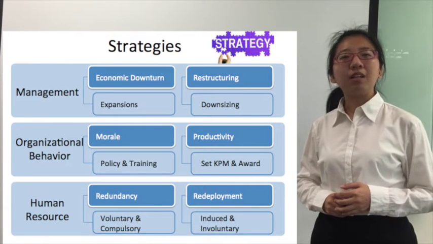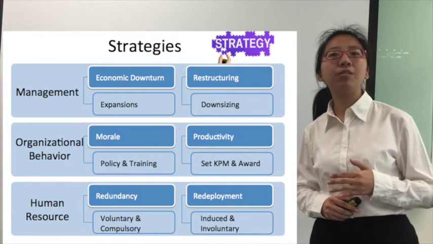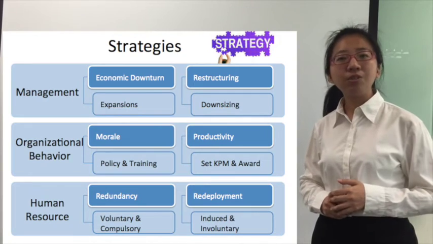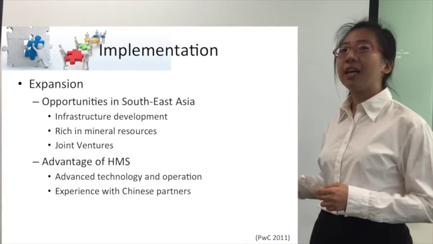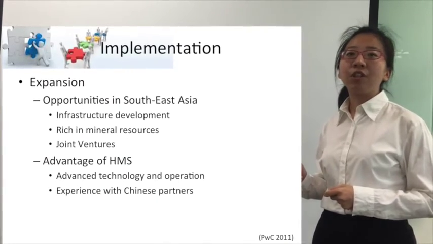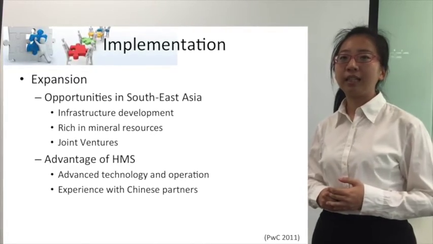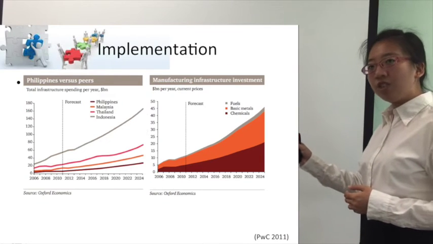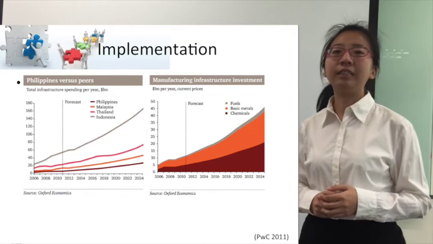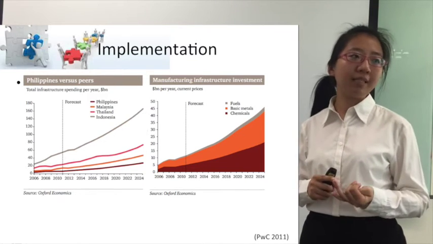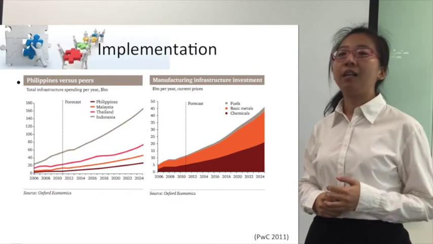As part of the downsizing of HMS, the redundancy plan should ask for voluntary redundancy, followed by compulsory redundancy, proceeding with induced and involuntary redeployment. The opportunity of expansion has already appeared. The demand for infrastructure development in Southeast Asian countries will increase significantly in the next decade. As shown on the graph, the increasing trend of investment demonstrates that the countries, including Malaysia, Indonesia, Philippines, and Thailand, represent a huge potential market for investing in their infrastructure.